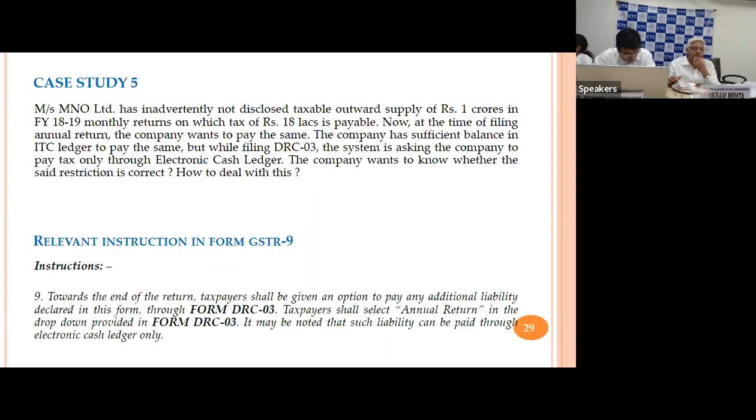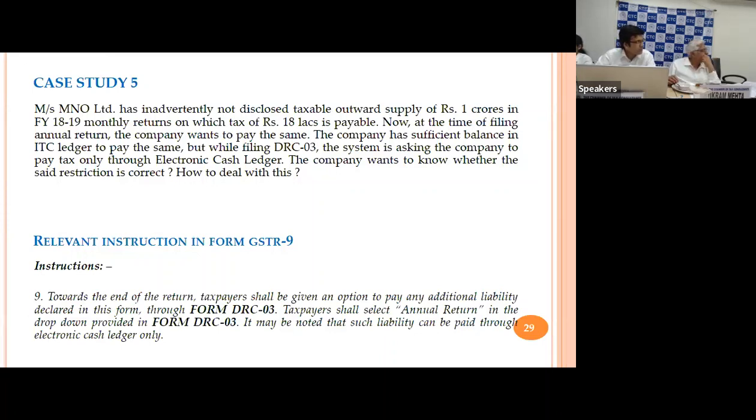Now there is one instruction which is reproduced below. Towards the end of the return, taxpayer shall be given an option to pay an additional liability declared in this form through DRC-03. Taxpayer shall select annual return in the drop-down provided in DRC-03. It may be noted that such liability can be paid through electronic cash ledger only. So whether this restriction is correct, whether the instructions, and if so, how to deal with it?